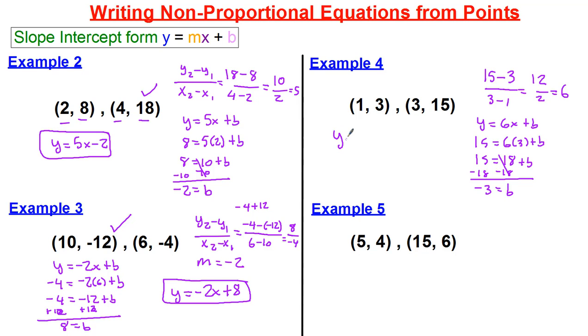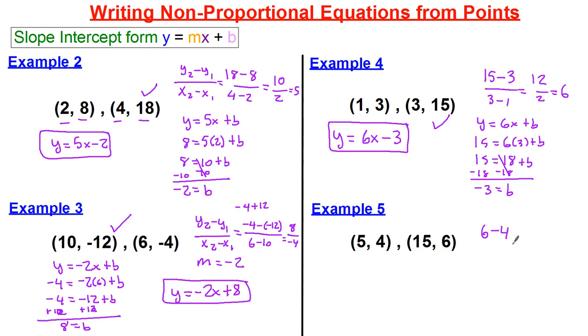Alright, so y is equal to 6x minus 3. Alright, 1 times 6 is 6, minus 3 is 3. 6 times 3 is 18, minus 3 is 15. That definitely works. Alright, and let's go ahead and just try this last one.